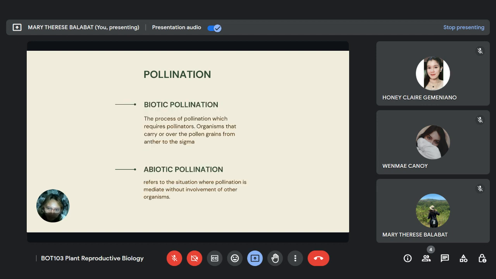Biotic pollination is the process of pollination which requires pollinators, organisms that carry or offer the pollen grains from anther to the stigma. So, biotic pollination is done by insects mostly, but also vertebrates like bats, birds, and us humans. And we have also abiotic pollination, which refers to the situation where pollination is mediated without involvement of other organisms. So it occurs by wind and sometimes by water in case of aquatic plants.